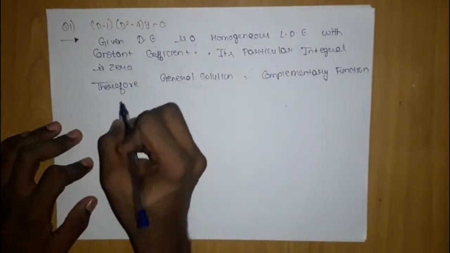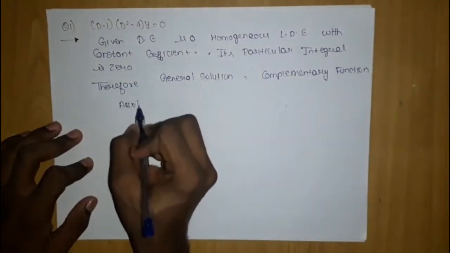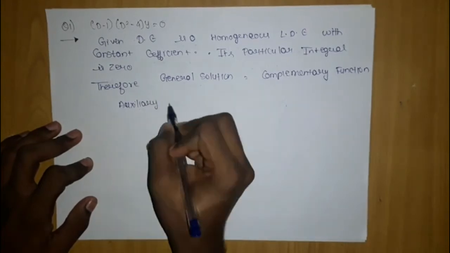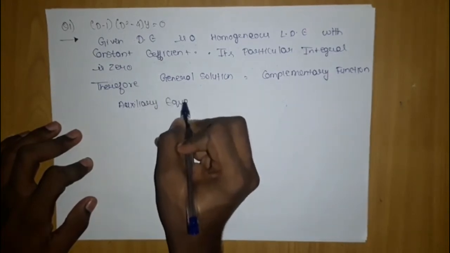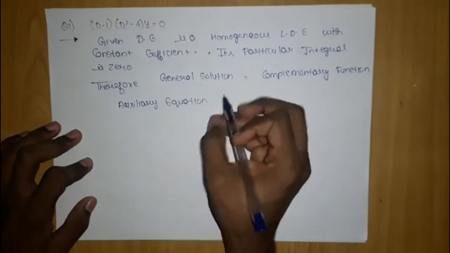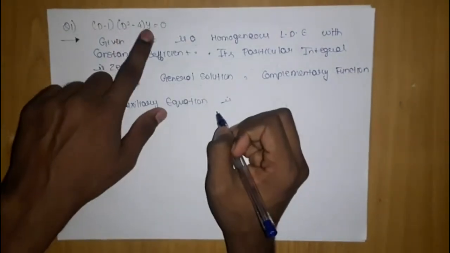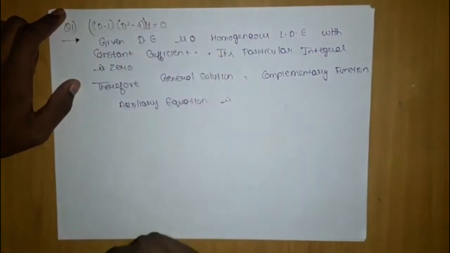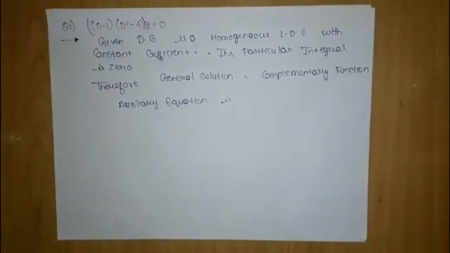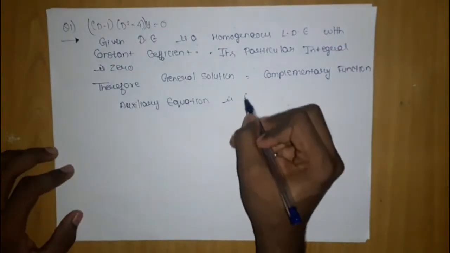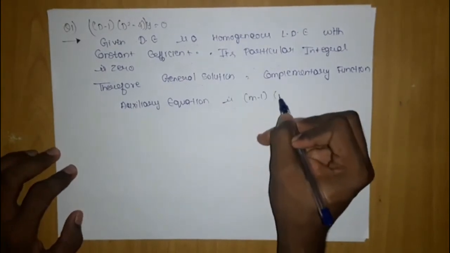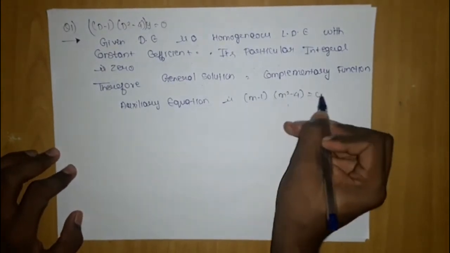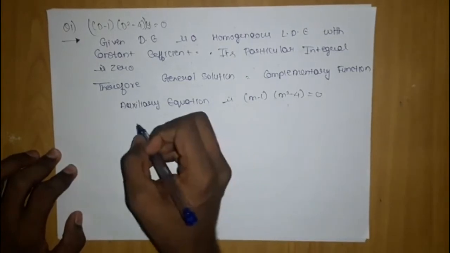Now the auxiliary equation. For the complementary function I need to solve the auxiliary equation. The auxiliary equation comes from f of D, whatever part is on the right side other than y. Replace D by m, and what do you get? (m minus 1)(m square minus 4) equals 0.